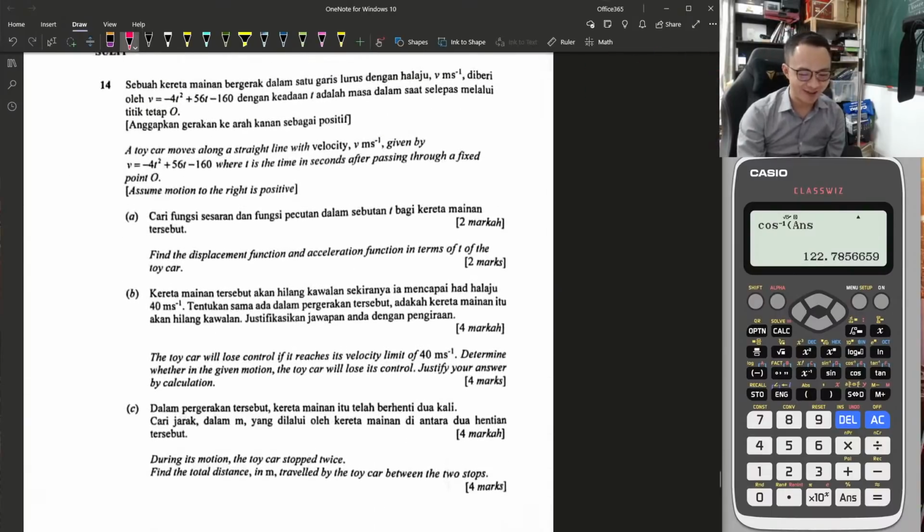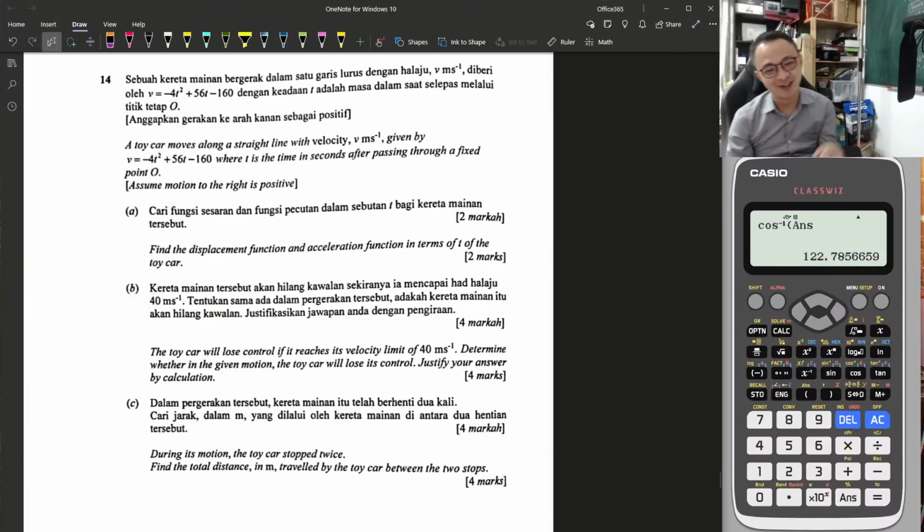Alright, last question for today. Question 11, ready. Let's see how many students stay until now. We have about 60 students.